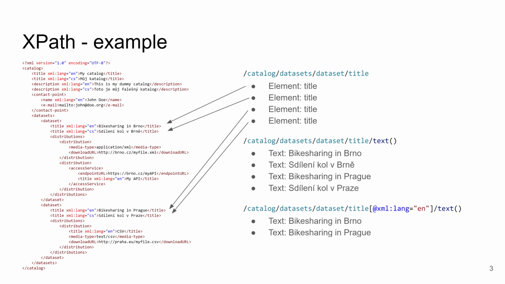And in the third example, we'll see that we can also filter the results that we have. In this case, we simply filter the title elements that we have selected only to those that have an xml:lang attribute set to en. So this will result in the 2 texts representing 2 dataset titles in English.